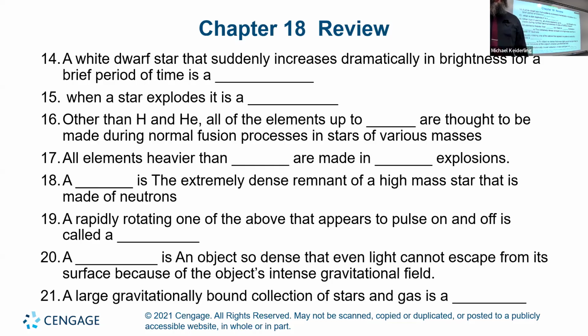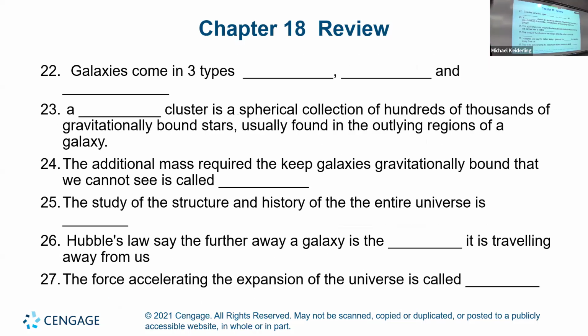A large gravitationally bound collection of stars and gas is a galaxy. Galaxies come in three types: spiral, elliptical, and irregular. A globular cluster is a spherical collection of hundreds of thousands of gravitationally bound stars, usually found in the outlying regions of a galaxy. The additional mass to keep galaxies gravitationally bound that we can't see is called dark matter. The study of the structure and history of the entire universe is cosmology.